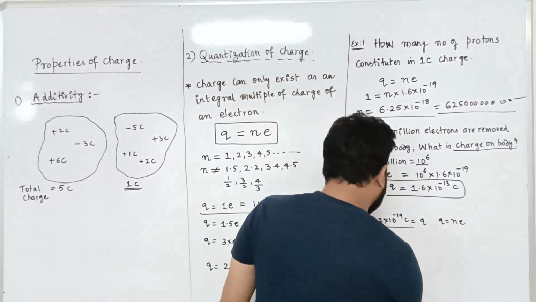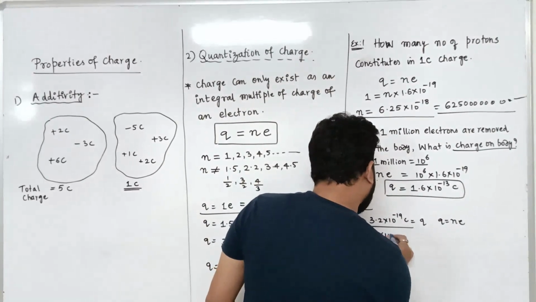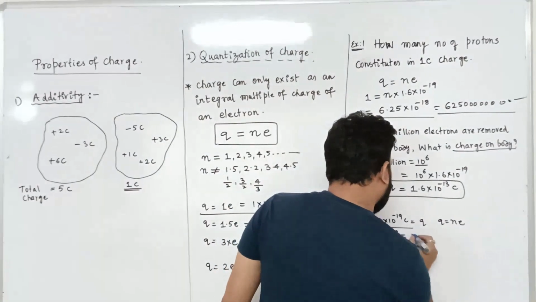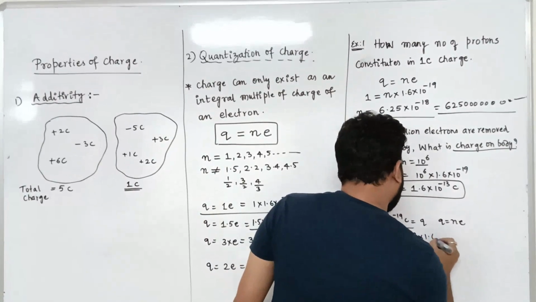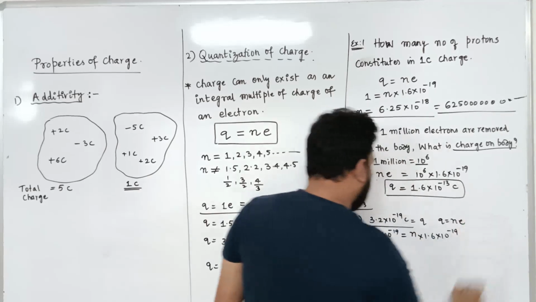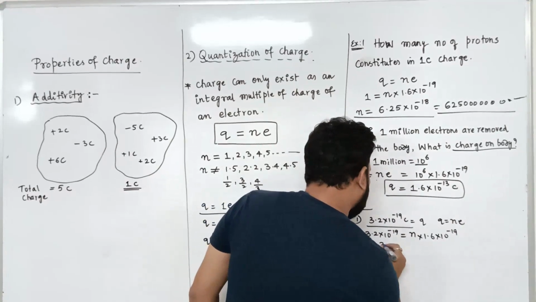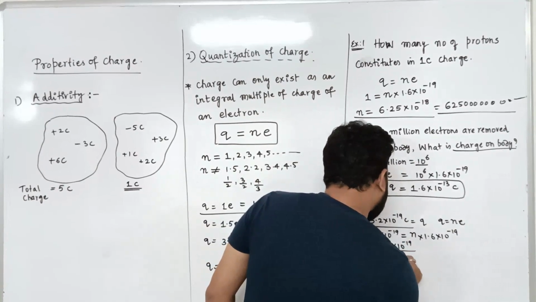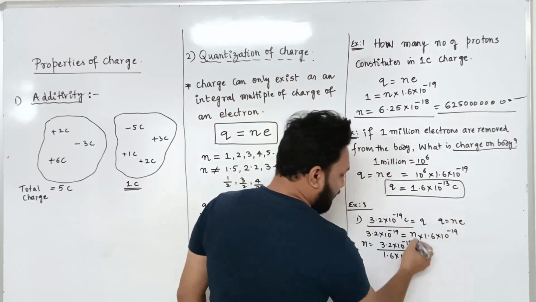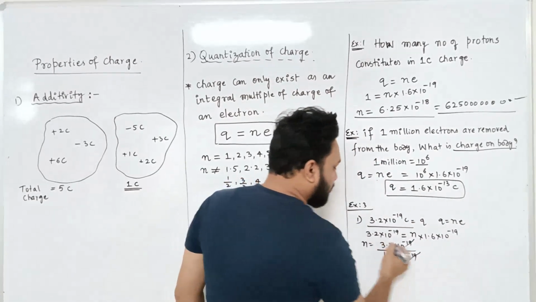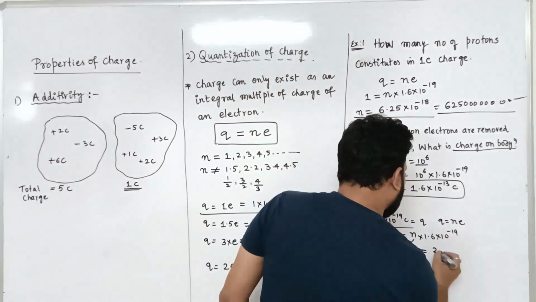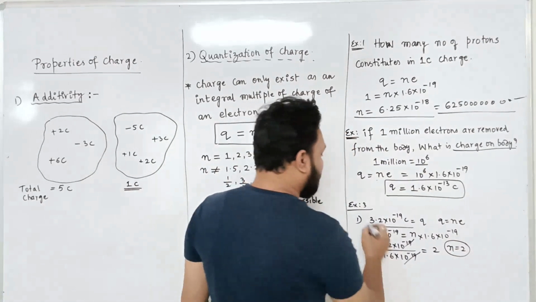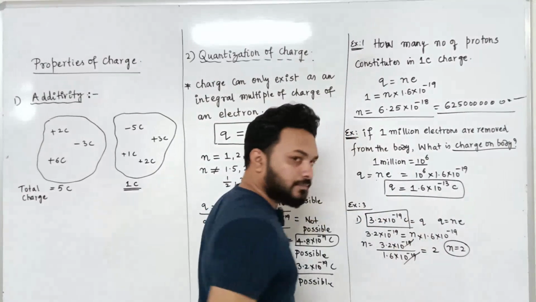To find out, we have the equation Q equal to N into E. Correct no? So what is the charge? Charge is 3.2 into 10 to the power minus 19. Correct? Equals to N, and E will be 1.6 into 10 to the power minus 19. So N equal to 3.2 into 10 to the power minus 19 divided by 1.6 into 10 to the power minus 19. Minus 19 gets cancelled. 3.2 by 1.6 will be 2. इसका मतलब we are getting n equal to 2. इसका मतलब we are getting an integer value. So this charge will exist in the nature.